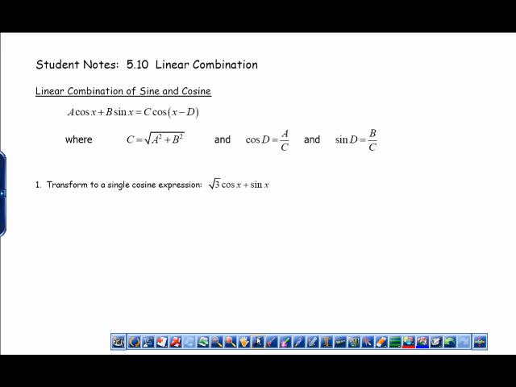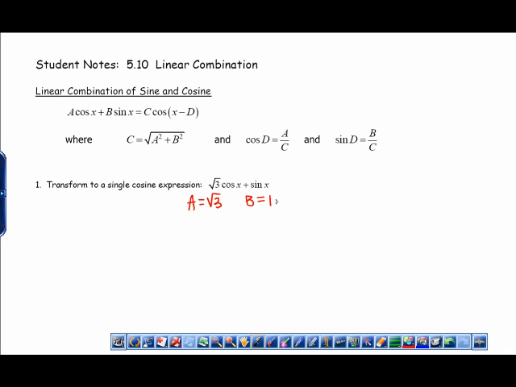So let's look at this. This is not a proof or solving. It's just transform into a single cosine expression. So they're giving you the left-hand side. They want you to write it as the right-hand side, identifying c and d. So first off, we need to figure out, what is a and b? A is the coefficient in front of cosine, or cosine's amplitude. That's root 3. B is the same thing for sine. Since there's nothing there, we think there's nothing, but really there is a 1.